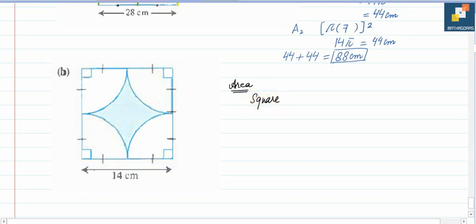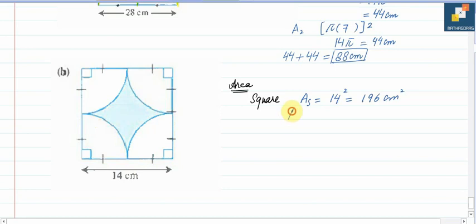Once you identify that there is a square, find the area of a square. It will be length square. Length is 14, so 14 square is 196 centimeter square, right? And the other thing, we see that there are quadrants. And how many quadrants? There are 4 quadrants.